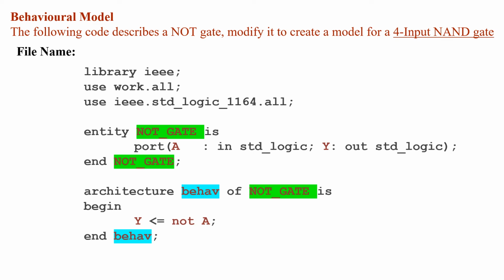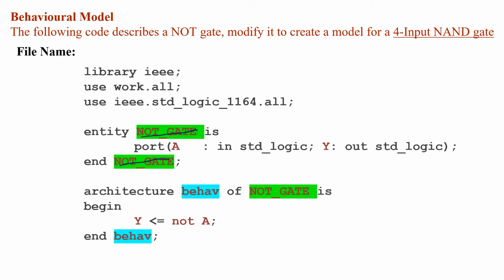Now, given the NOT gate as a template, we can write any behavioral modeling file. So let's do an example. We are given the NOT gate and we want to write the code for a 4-input NAND. Highlighted in green is the name of the entity, and it should be repeated, like we said, 3 times in the file, and it should also be the file name.